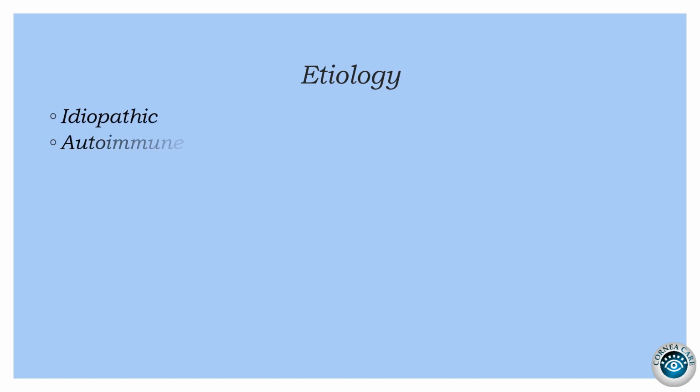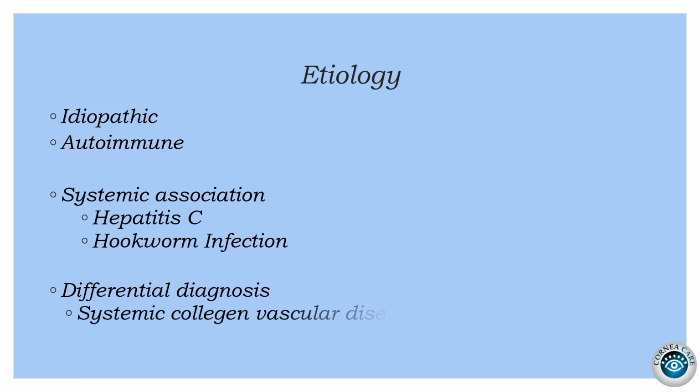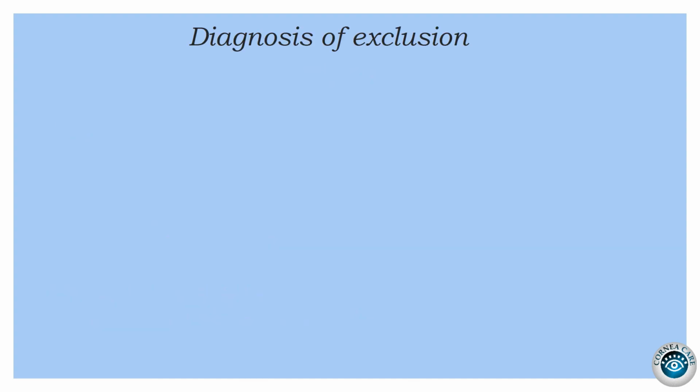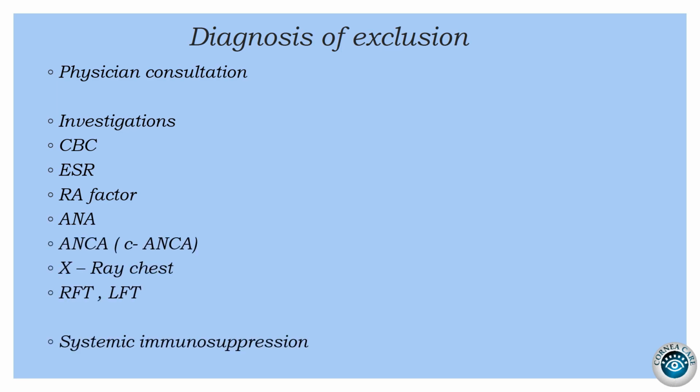Its exact etiology is not known, but all evidence hint toward the autoimmune cause. Some reports point towards association with hepatitis C. In Nigeria, people have found association with hookworm infection. But many systemic collagen vascular diseases present with similar peripheral infiltrates. That is the reason it's always a diagnosis of exclusion, and physician consultation is always taken. Whatever investigations we do, they are to rule out these systemic associations. Ideally, physicians should be very well versed with various immunosuppressants as these are required frequently.